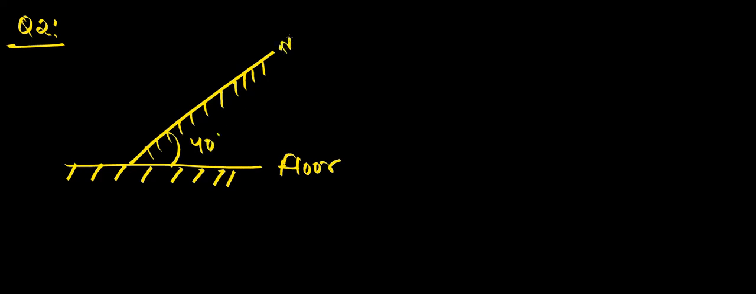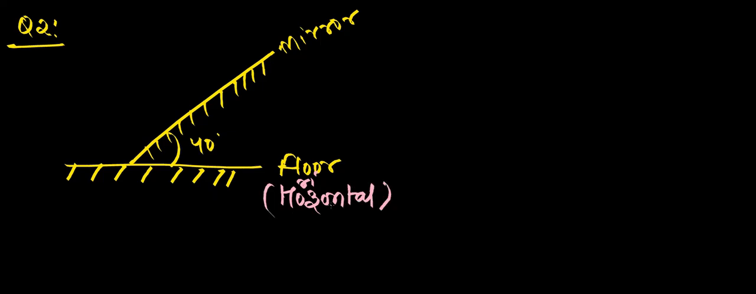Now see the second question. A plane mirror is inclined at 40 degrees to the floor. So this is the floor, and to this floor the mirror is kept at a certain angle. So this was the mirror, and the angle between the mirror and the floor was 40 degrees. An incident ray parallel to the floor strikes the mirror. So the incident ray is parallel to the floor. So the floor is horizontal.